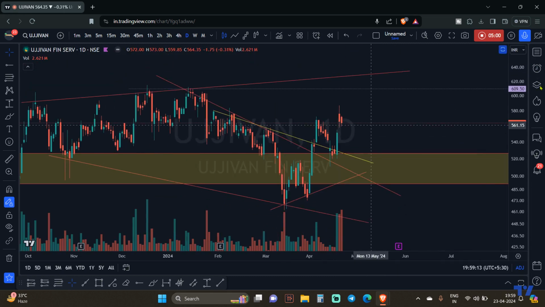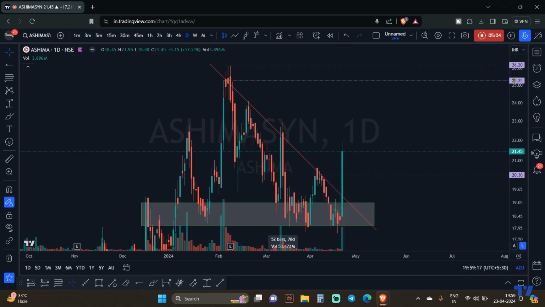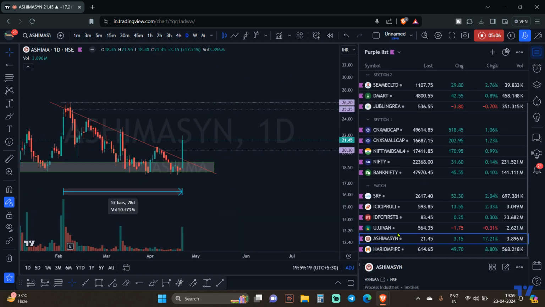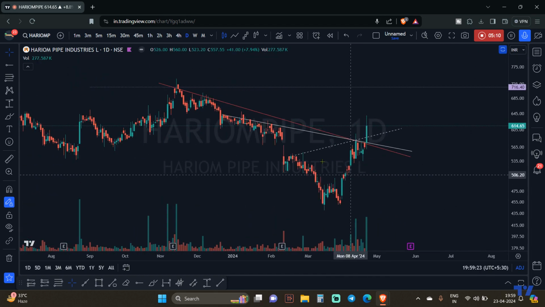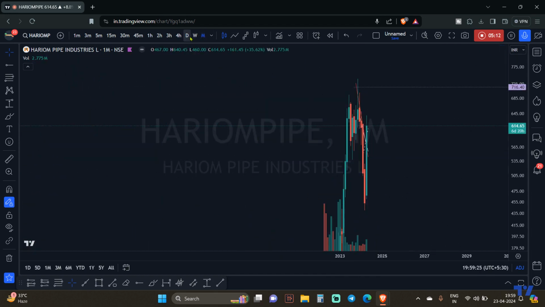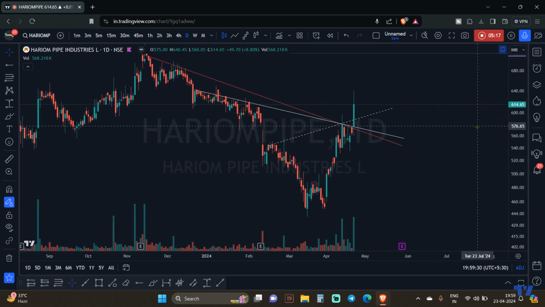Now the second stock on discussion is Ashima. So Ashima on daily time frame, let's discuss. Sorry, the second stock is Hariom Pipe. So let's discuss that stock as well. Right here you can see again this stock is trading at all time highs on the monthly time frame, so no more resistance here. Okay, I've created some lines here.